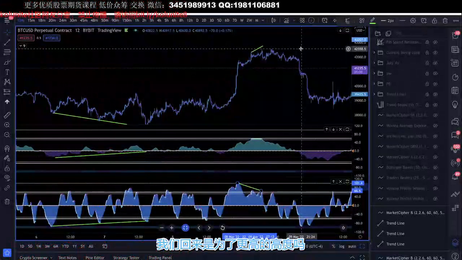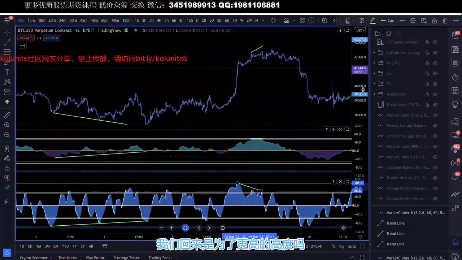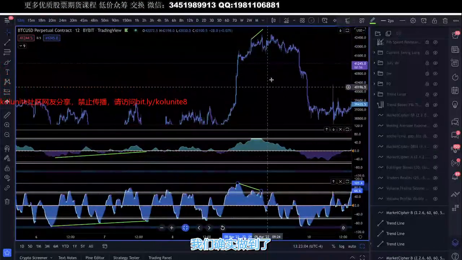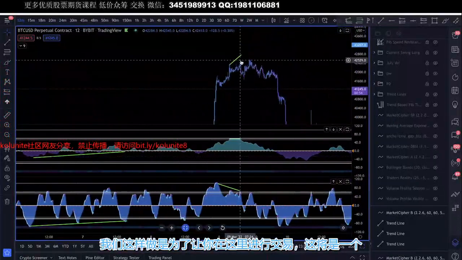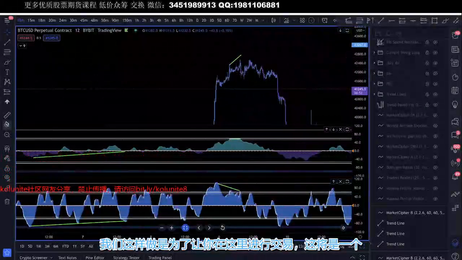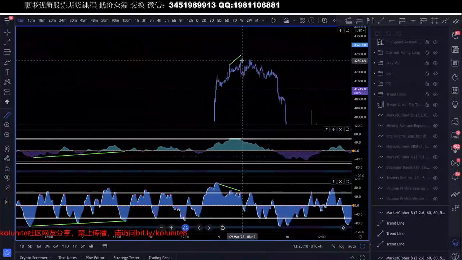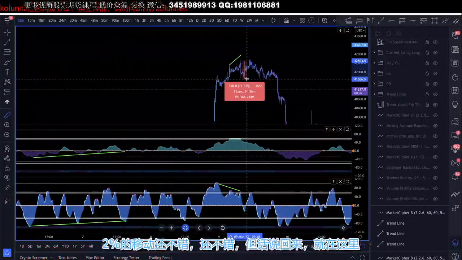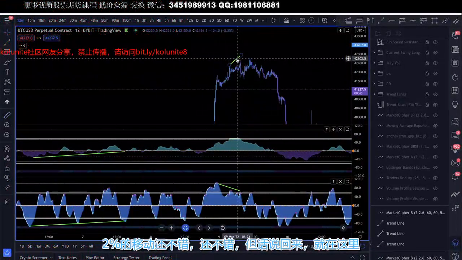And did we ever come back to put in an even higher high? We did, actually. So you had a trade right here, which would have been a 2% move. Not bad, not bad, right?